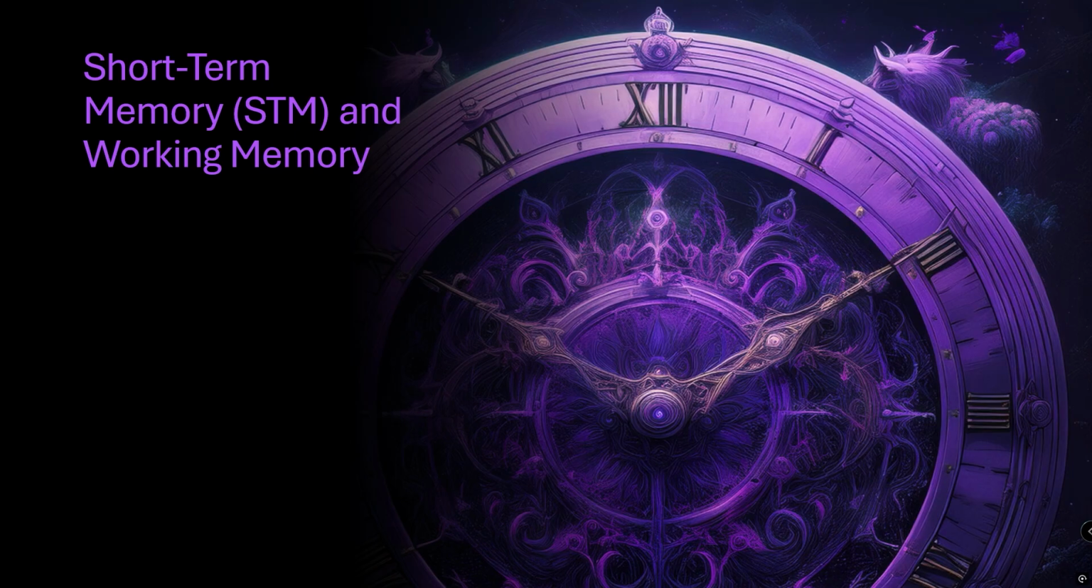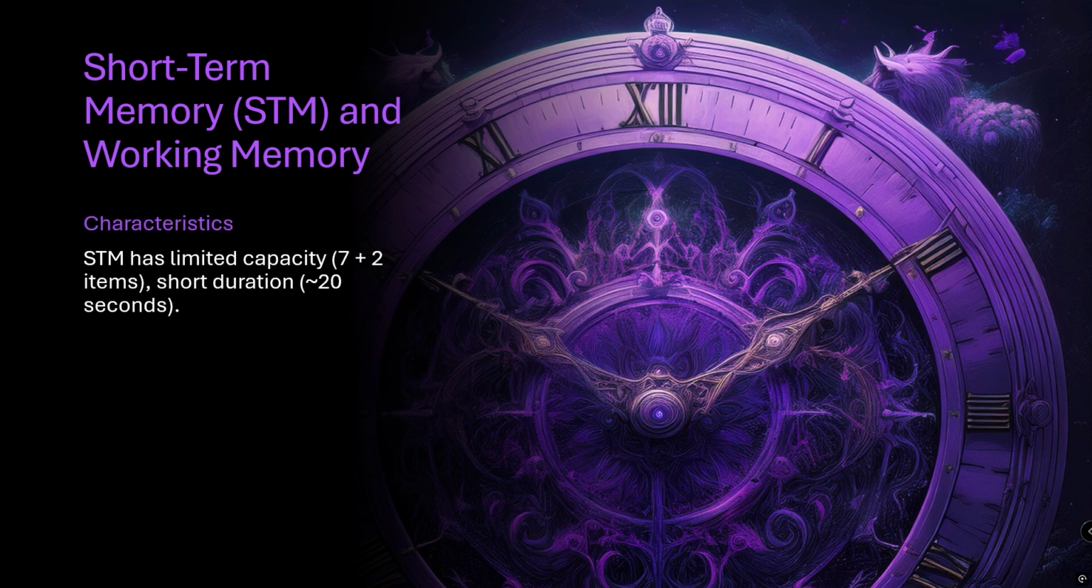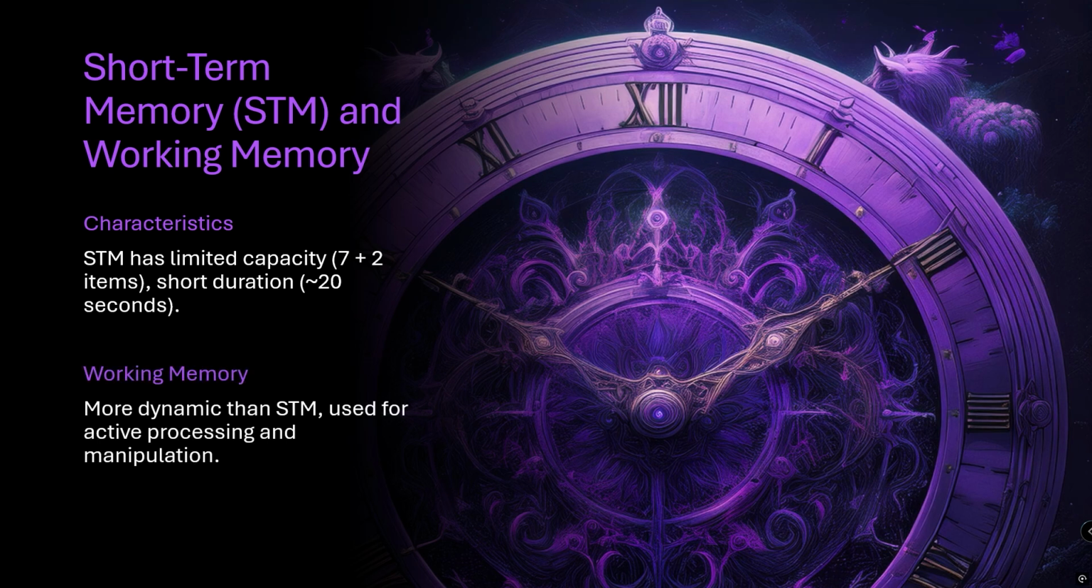Short-term memory, or STM, and working memory. Characteristics: short-term memory has a limited capacity of 7 items plus or minus 2. It has a very short duration of only, say, 20 seconds. Working memory is more dynamic than short-term memory and is used for active processing and manipulation, when we're actually concentrating and thinking about the information we've brought in and are focusing on within our short-term memory.